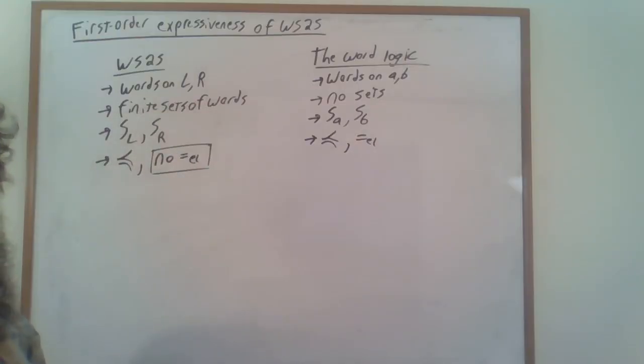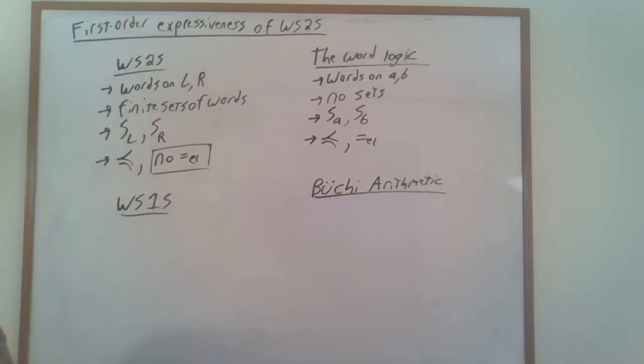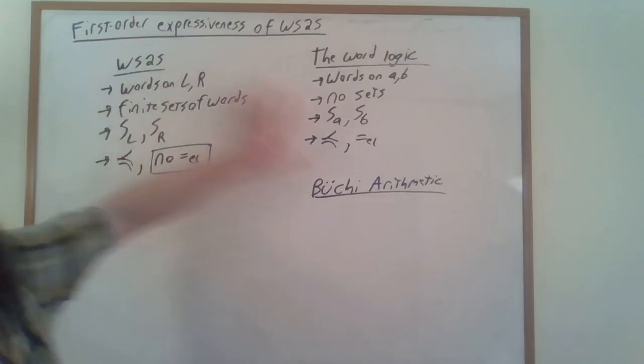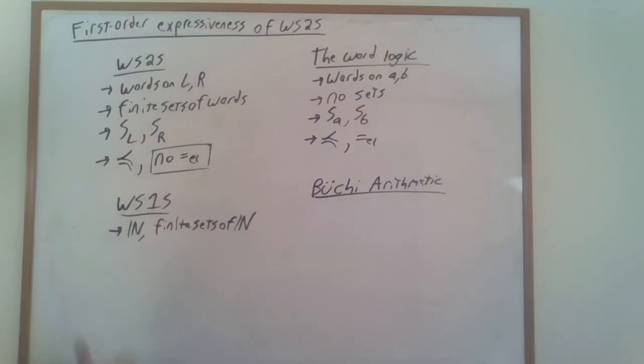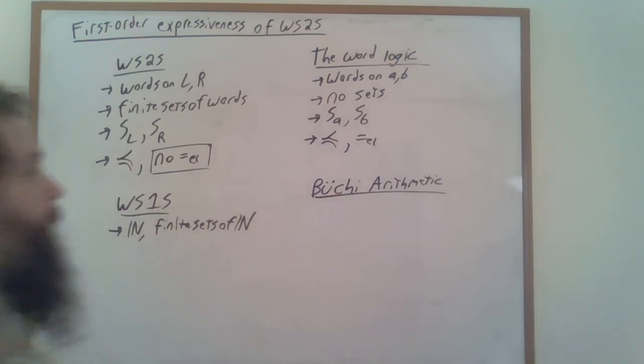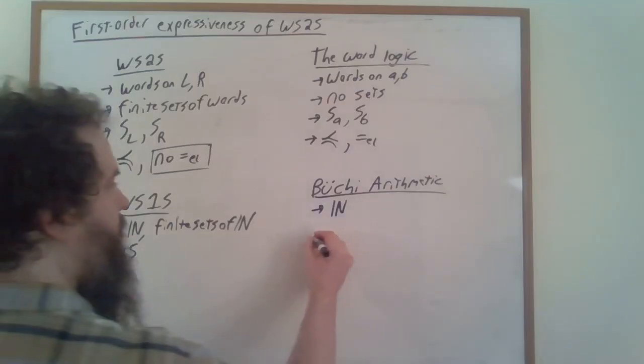This is very similar to the situation when I compared weak S1S with Büchi Arithmetic. These are both logics involving natural numbers, and they have a very similar incompatibility of expressiveness going on. Right? Weak S1S allows us to talk about natural numbers and finite sets of natural numbers, whereas Büchi Arithmetic only allows us to talk about natural numbers. Weak S1S has, of course, the successor operation, the +1 operation, as a primitive. In Büchi Arithmetic, it's not a primitive, but it's very easy to talk about the +1 operation.